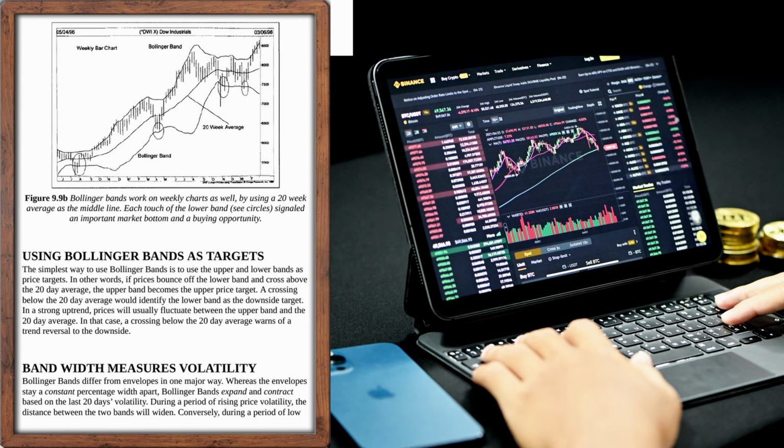Bandwidth measures volatility. Bollinger Bands differ from envelopes in one major way. Whereas the envelopes stay a constant percentage width apart, Bollinger Bands expand and contract based on the last 20 days' volatility.